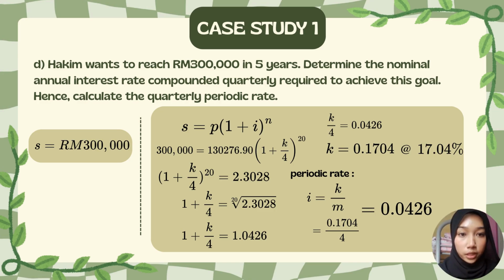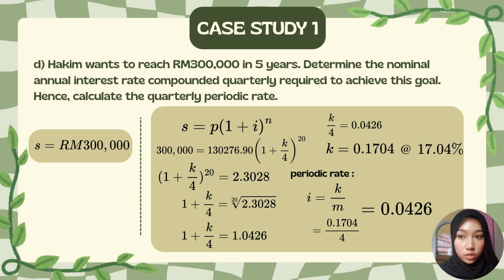Now, I move on to part D. In this question, the final amount S is RM300,000. I still use the same formula, which is S equals P(1 plus i) to the power of n. So, I substitute the values into the formula. 300,000 equals RM130,276.90 times (1 plus k over 4) to the power of 20.